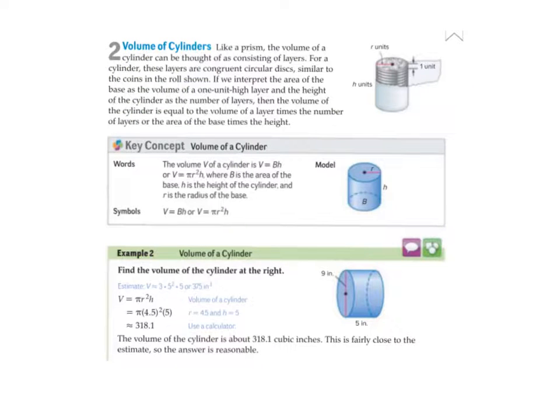So let's have a look at the difference between a prism and a cylinder. Well, the formula still stays the same. It's still the base times the height, but now obviously it's a circular base, so it's pi r squared times whatever the height is, okay? And again, make sure you realise that, don't forget, from example number 2 here, for instance, the 9 is the diameter. So the first thing you've got to do is divide that by 2 to find the radius. So pi times 4.5 squared times 5 is 318.1.